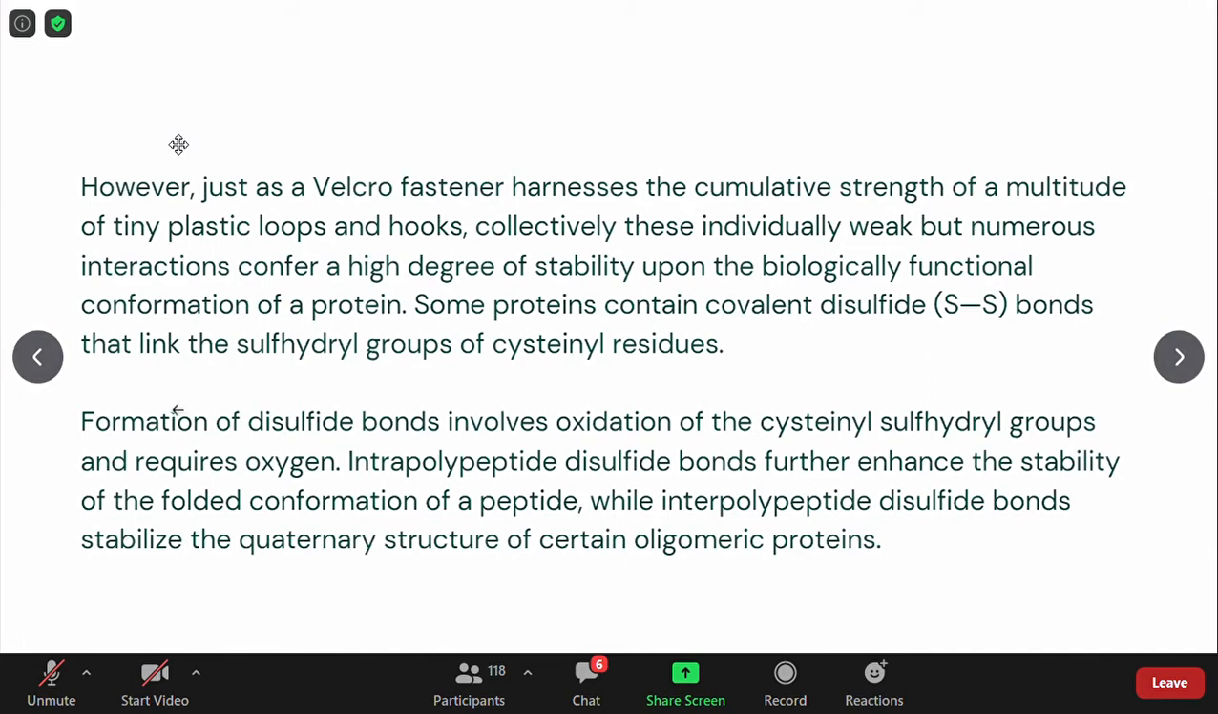Okay. Oh, here's the one, the disulfide bond that I mentioned. This one is usually formed by amino acids that contain sulfur, like cysteine. So this is usually seen in cysteine, the SH group of cysteine.